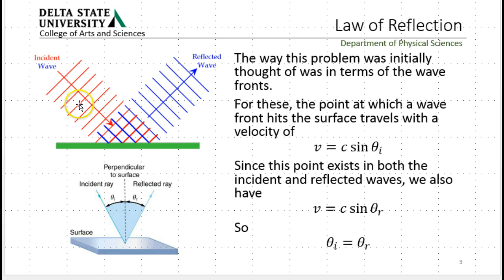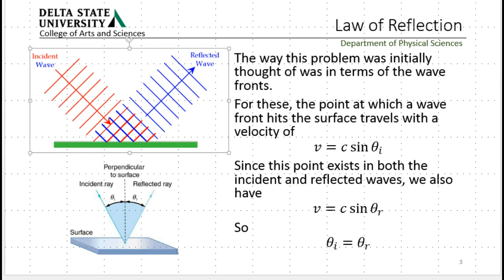We also know, if we looked at the reflected wave, that the same thing is true. On the reflected wave front, the velocity of that point that's in contact with the surface is traveling that direction at v equals c sine theta r. Well, these velocities have to be the same because those points travel along the surface together. And for them to be the same, that means we have to have theta I equals theta r.